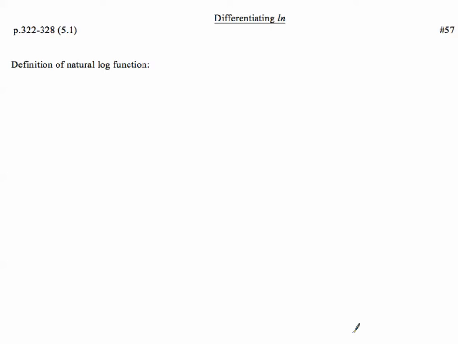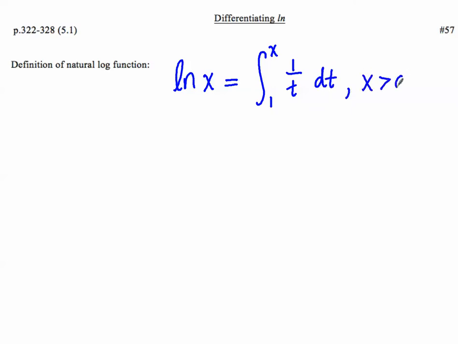Now let's get into differentiating the natural log function, the derivative of the natural log function. I'm going to show it to you guys this way. The definition of the natural log function can be written as the natural log of x equals the integral from 1 to x of 1 over t dt, when x is greater than 0.